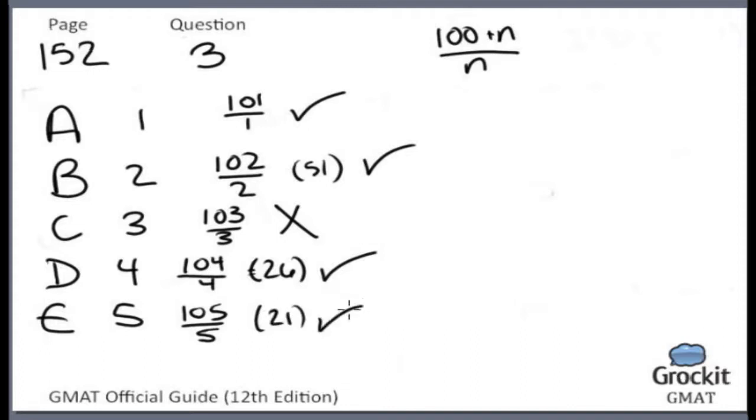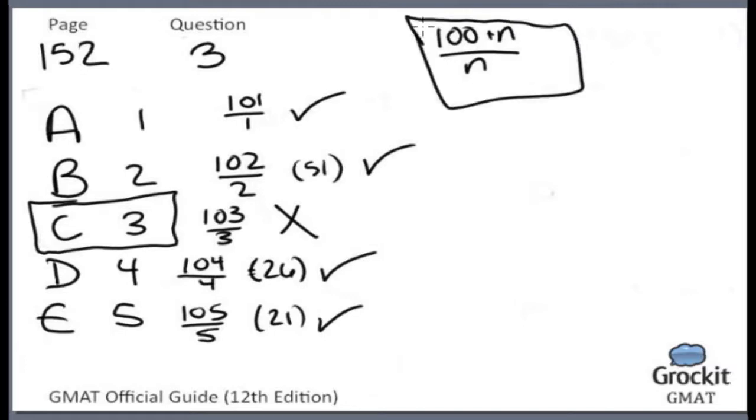Also an integer. So choice C, 3, is the only one that does not result in an integer when we plug it into 100 plus n divided by n.